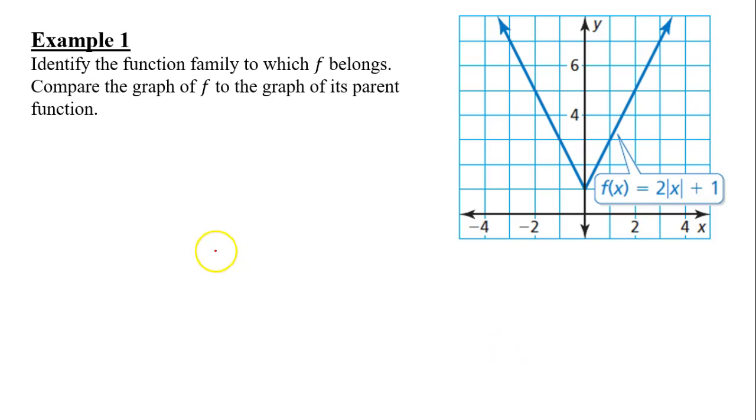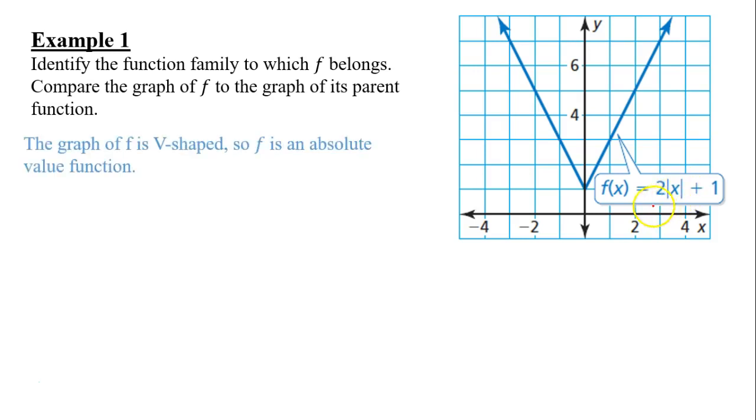And now to the extremely difficult example problem. Number 1. Identify the function family to which f belongs. So here's the graph of f, and f of x is 2 times absolute value of x plus 1. Hint, hello, absolute value. Compare the graph of f to the graph of its parent function. Okay, so since it's V-shaped, and we see the absolute value right here, we can conclude that it's an absolute value function, so it's in the absolute value family.